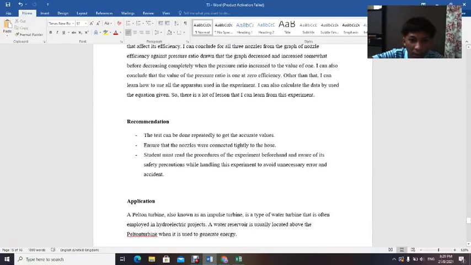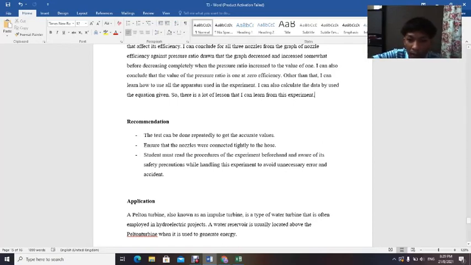For the recommendation, the test can be done repeatedly to get the accurate values. Ensure that nozzles will connect tightly to the hose. Student must read the procedure of the experiment beforehand and aware of its safety precautions while handling this experiment to avoid unnecessary error and accident.